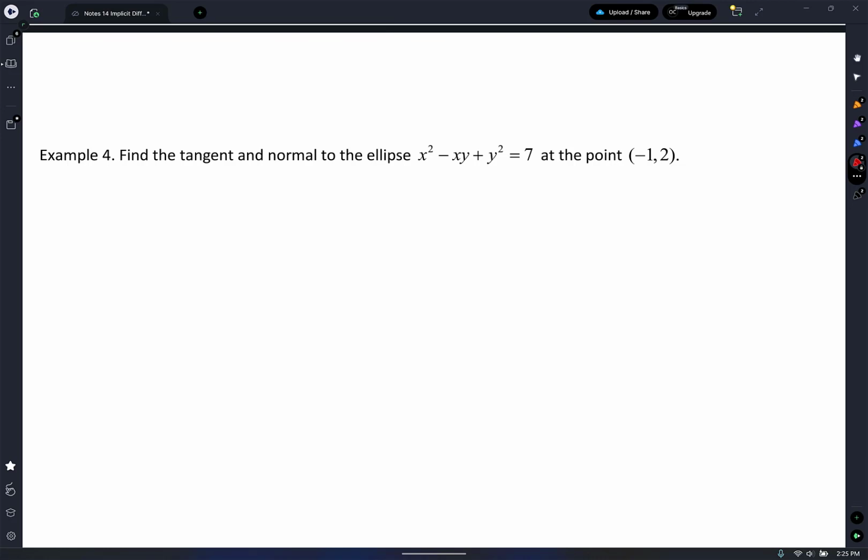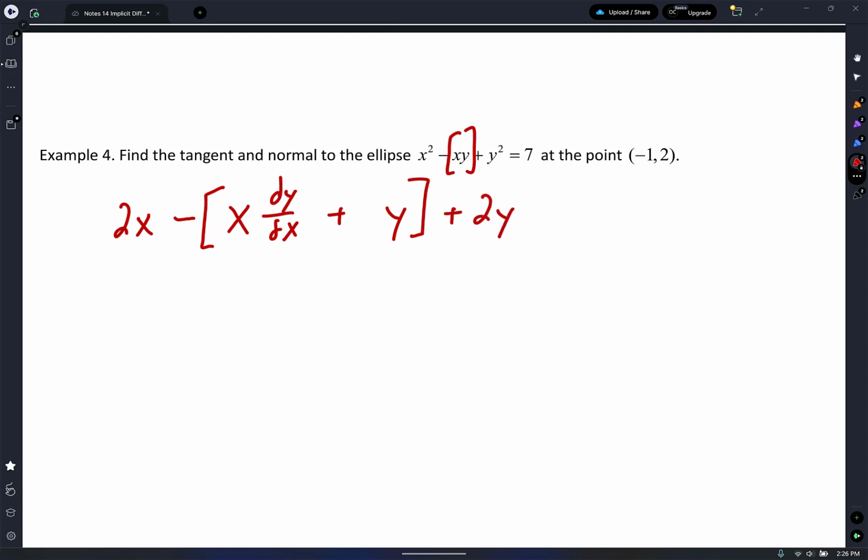What's the derivative of x squared? 2x minus, what rule do I have to use here? Product. You can either choose to put the negative with the x, but I'm going to not, and I'll distribute the negative later. First, x times the derivative of the second. What's the derivative of y? dy dx. Plus the second times the derivative of the first, which is just 1, because I'm taking the derivative with respect to x. Plus, what's the derivative of y squared? 2y dy dx equals, what's the derivative of 7? 0. You are done with calculus.